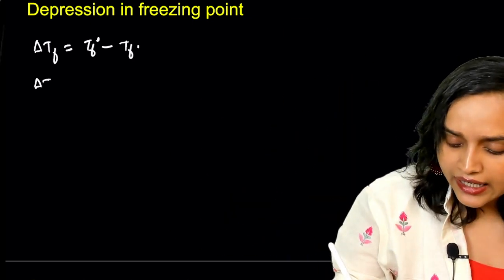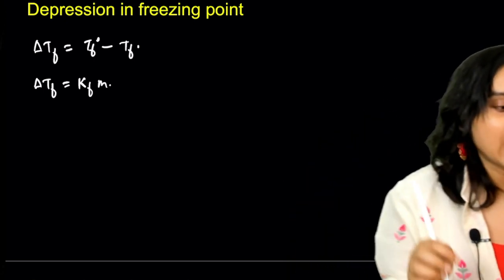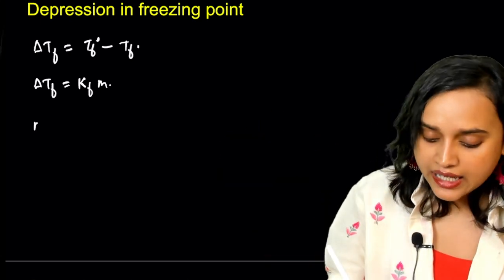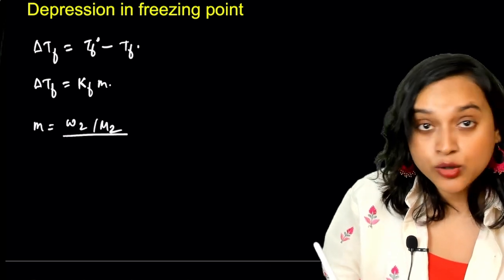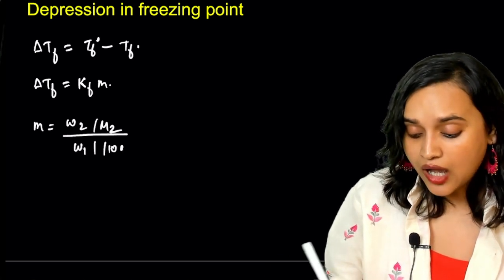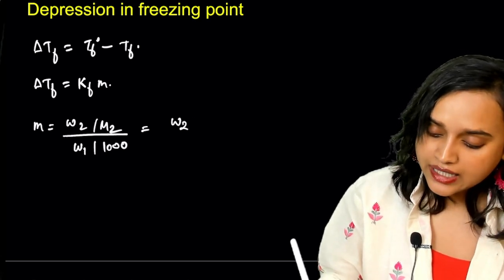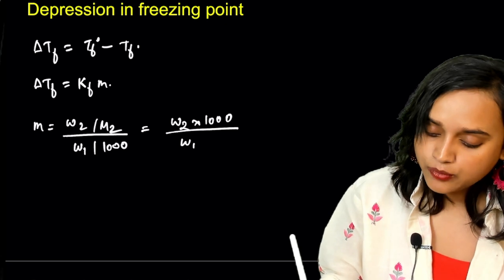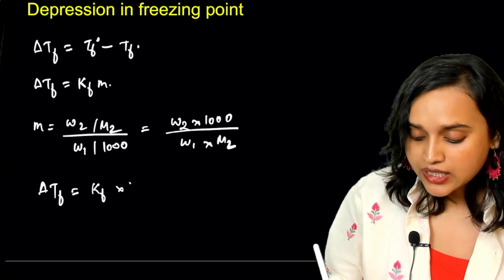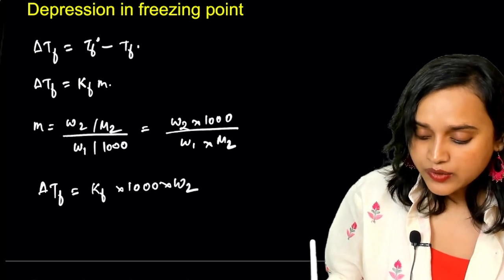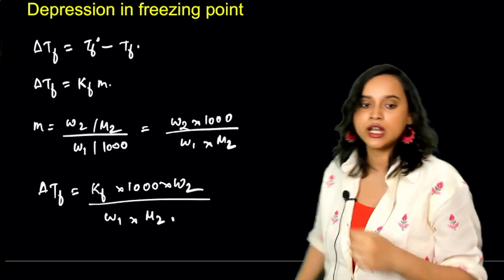Correct? So that means, can I write it as delta TF is equal to KF m, and once again you know that molality is the same. So m is equal to W2, given mass, divided by molar mass, divided by W1 multiplied with 1000. And if I do this, I can also write it as W2 multiplied with 1000 divided by W1 multiplied with M2. If that is the case, that means that delta TF is equal to KF multiplied with 1000 multiplied with W2 divided by W1 multiplied with M2. Is that clear, everyone? So this is the formula for delta TF.